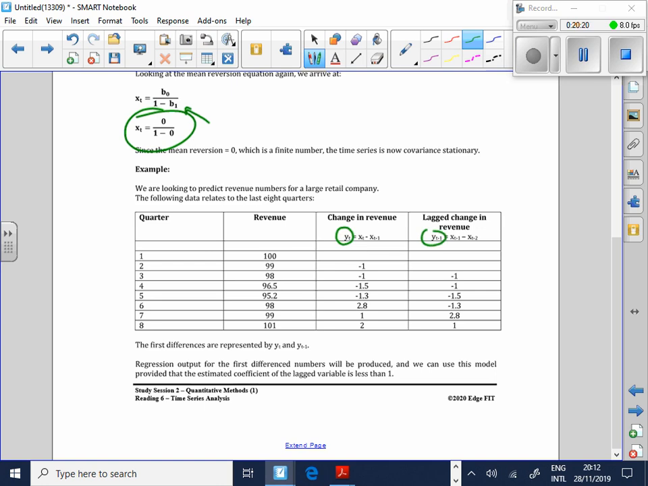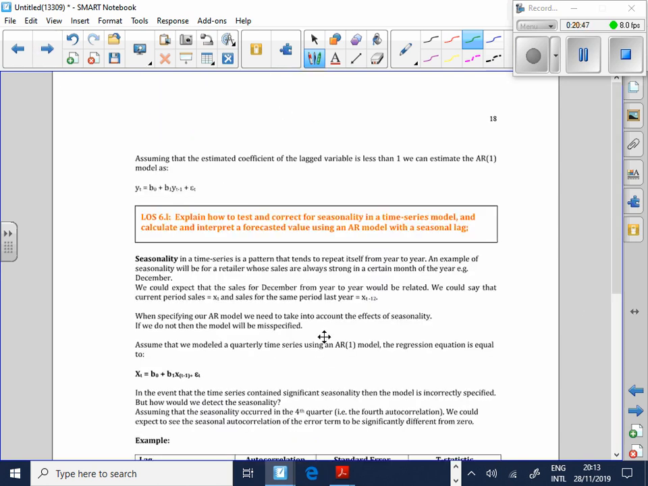Once I first difference the numbers, a fancy word, my data then becomes covariance stationary again. Regression output for the first differences will be produced, and we can use this model provided that the estimated coefficient is less than 1, because if B1 is equal to 1, I'm back where I started again. I've probably given you too long an example to show what we really just wanted to show you.